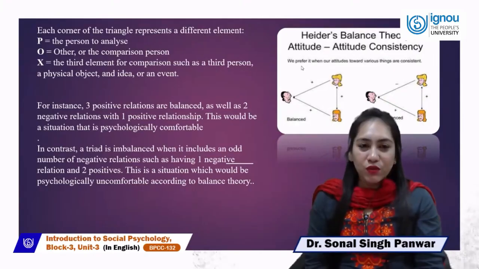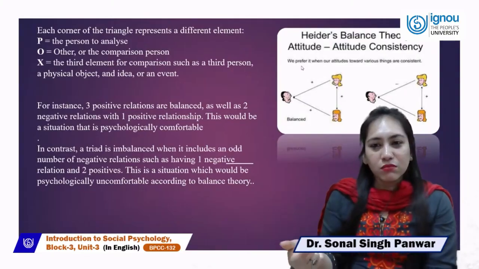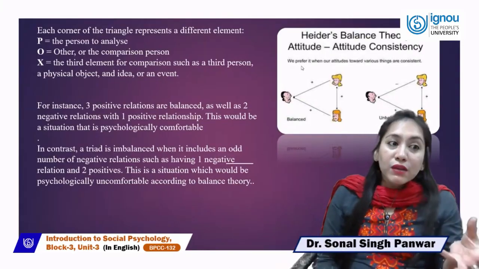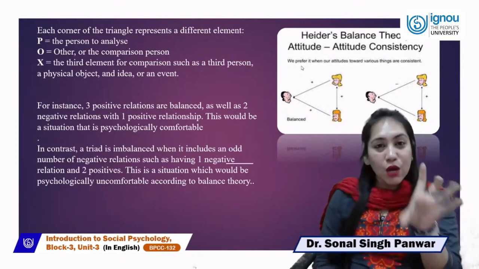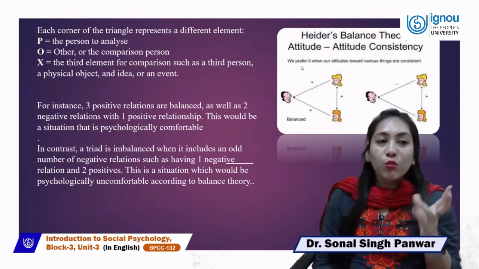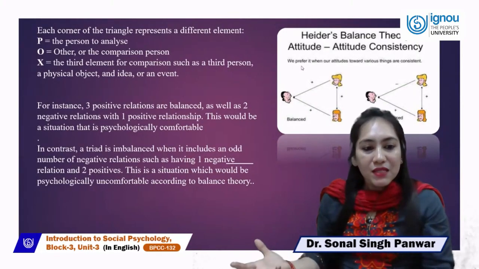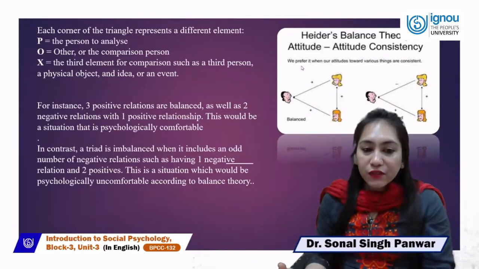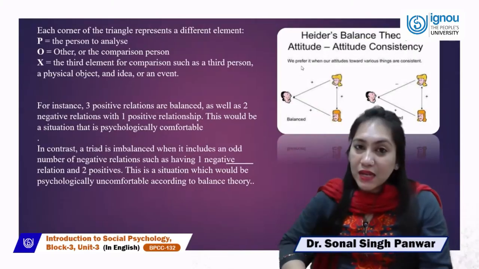So let's take an example for this. The person P wants to get their daughter married to the son of O. O has a positive attitude towards X. Let's take X as the dowry. So when we are talking about imbalance, when does the imbalance happen? Imbalance is an odd situation when there are an odd number of negative relationships, which is having one negative and two positives. So let's see how an imbalance happens here.